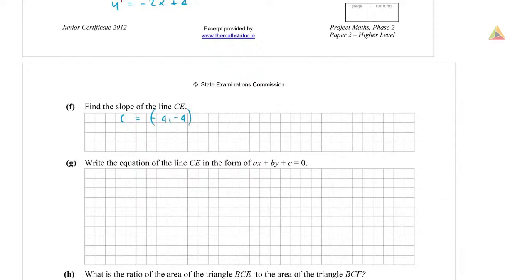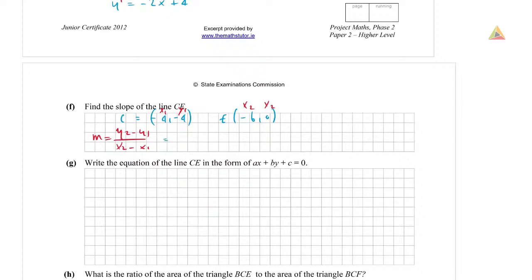And the point E is minus 6, 0. So they're asking us to get the slope. Again, the formula you need is m is equal to y2 minus y1 over x2 minus x1. So this is x1, y1, x2, y2. So you're literally just plugging it into the formula.